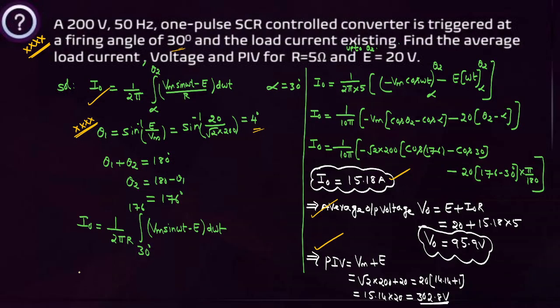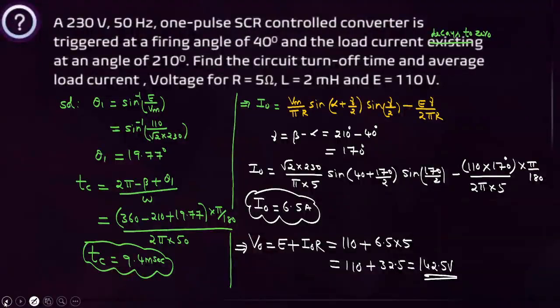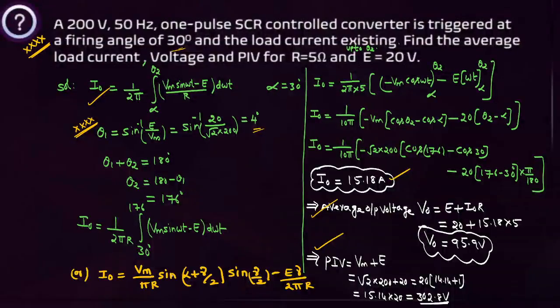Or simply you can also apply it like this: I naught equals Vm by pi R into sin of (alpha plus gamma by 2) into sin of gamma by 2, minus E gamma by 2 pi R. Is this formula correct now? That is, minus E gamma by 2 pi R. But the point you have to remember is that by using this formula also, we can get the same answer. Try to solve this one.